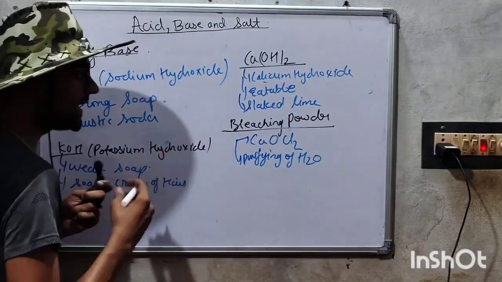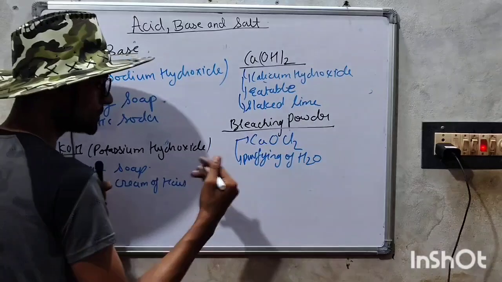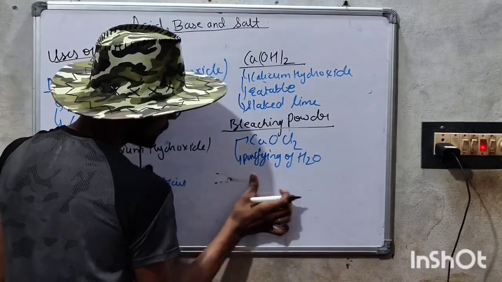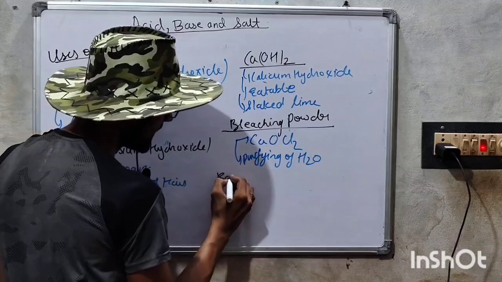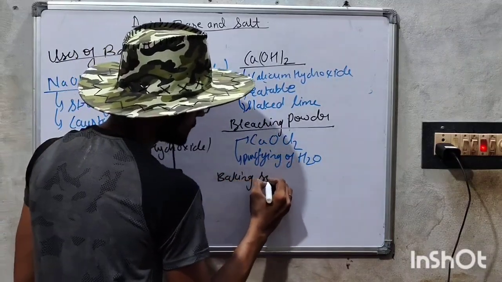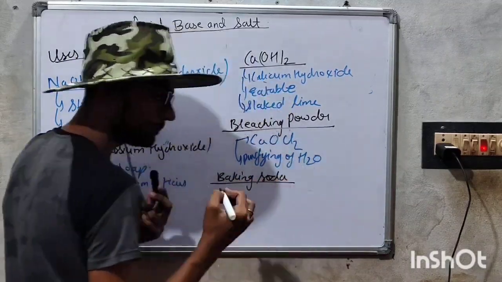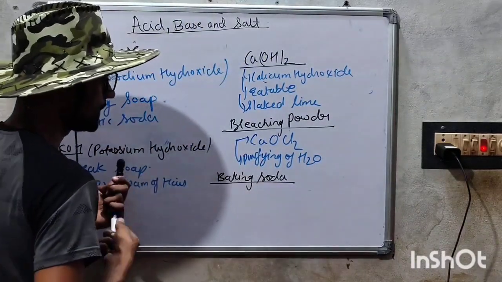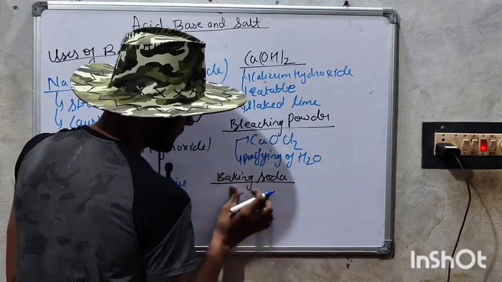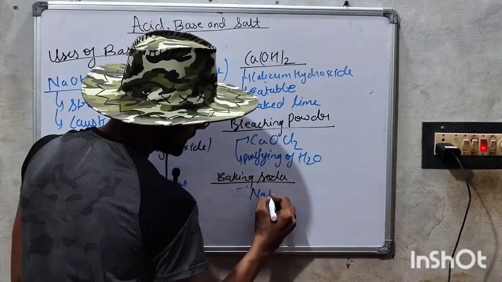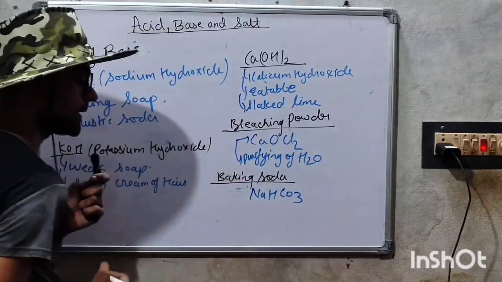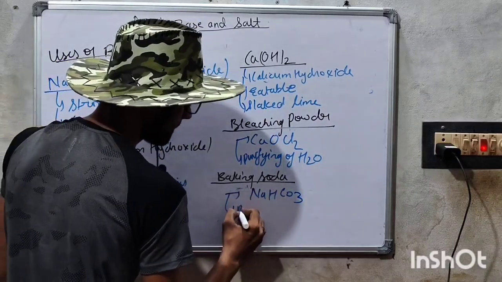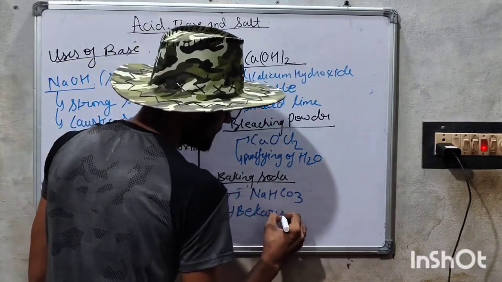After that we are talking about washing soda, but before washing soda we will discuss baking soda. Baking soda's chemical formula is NaHCO3. It is used in the bakery.